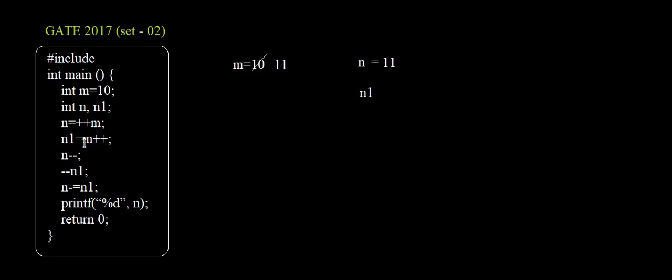Now the next statement says that you assign m first to n1 and then increment the value of m. Firstly assign m to n1. And what is the value of m here? 11. First assign it to n1, then increment the value of m, which is 12. Now the next statement is n--, which means n equals n minus 1. Okay, so decrement the value of n, which is 10. And the next statement also says to decrement the value of n1. Okay, and the next statement says n -= n1.